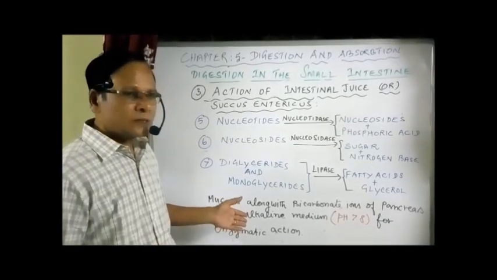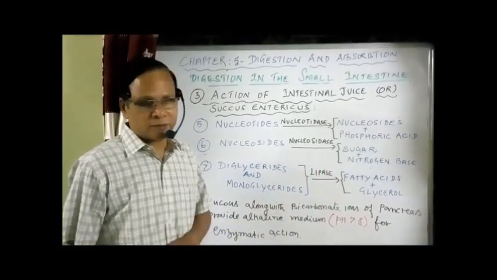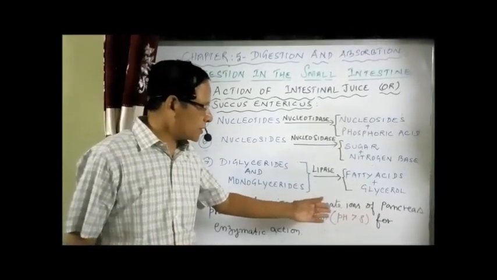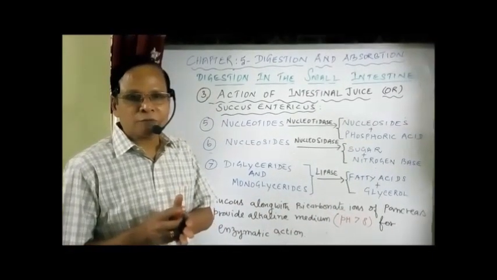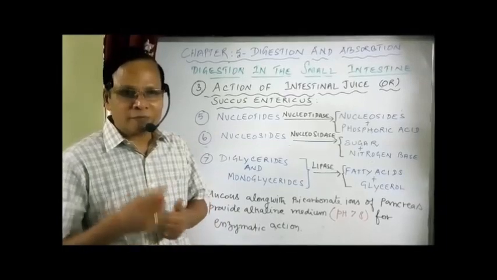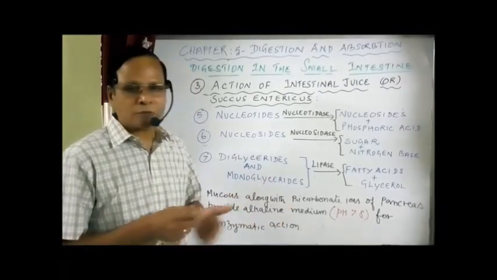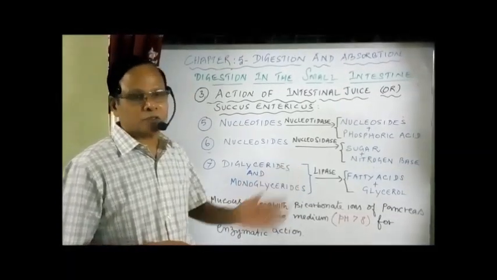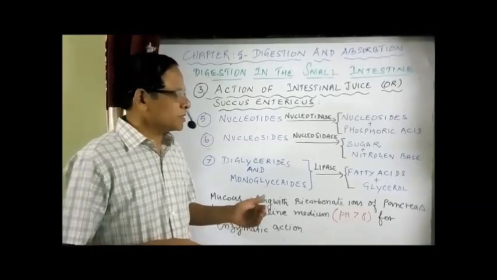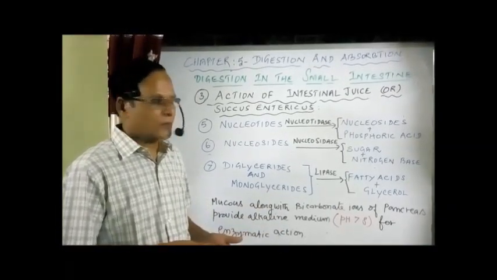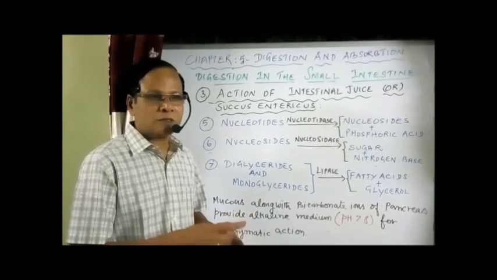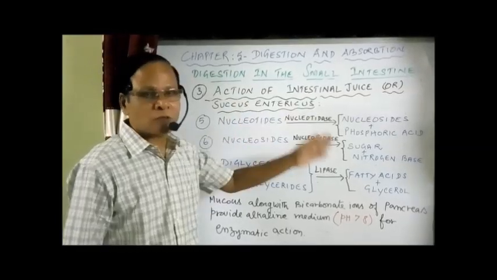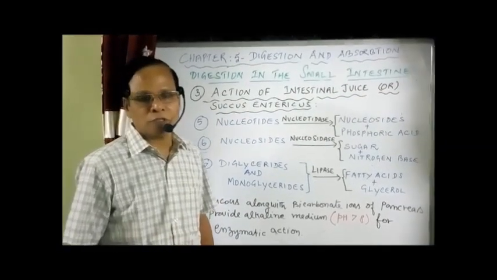Now the mucus along with bicarbonate ions of the pancreatic juice provides an alkaline medium of pH 7.8 for the various enzymes to act on the different materials. For the enzymatic action, the alkaline pH is provided by the bicarbonate ions as well as the mucus. So what is the ultimate product? As a result of digestion, we have received simpler units. That is the end of digestion in the small intestine, and on the board I will tell you something about it.